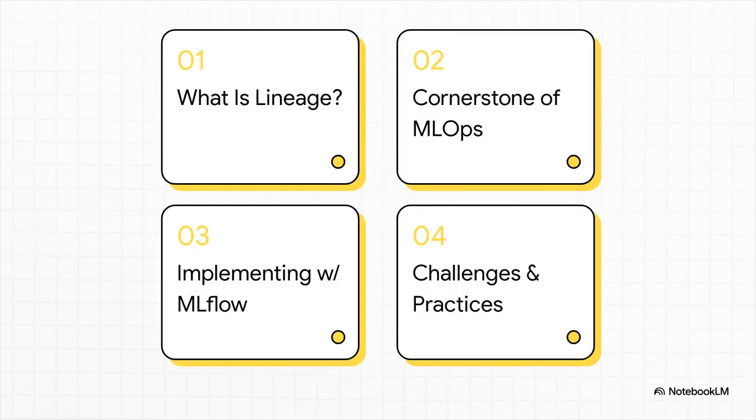So here's our plan. We're going to break it all down. First, we'll define what Lineage actually is. Then, we'll see why it's such a cornerstone of MLOps. After that, we'll get our hands dirty with a practical implementation using MLflow. And finally, we'll wrap up with some key challenges and best practices. Sound good? Let's jump in.